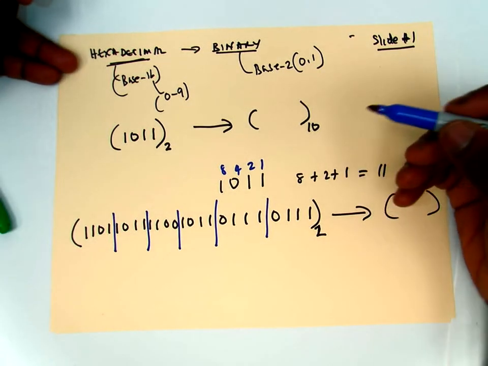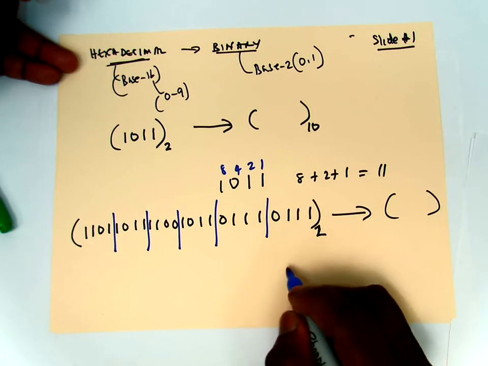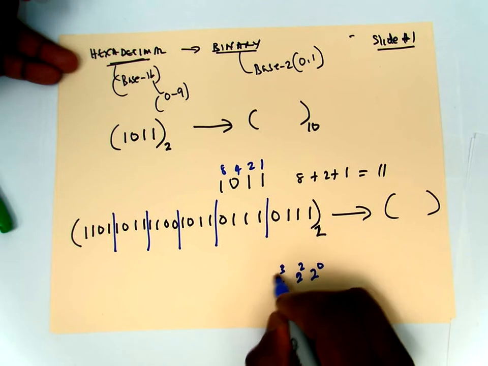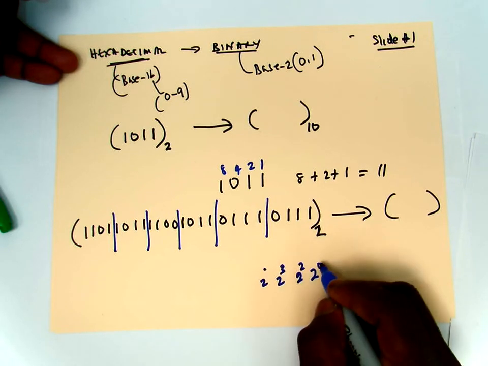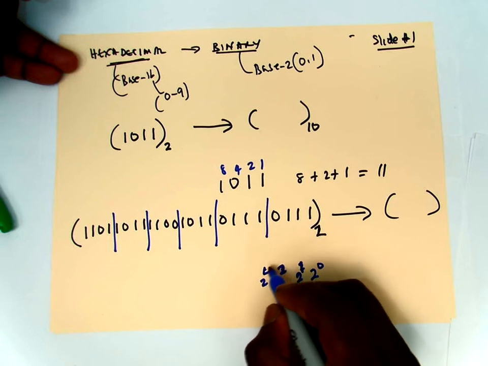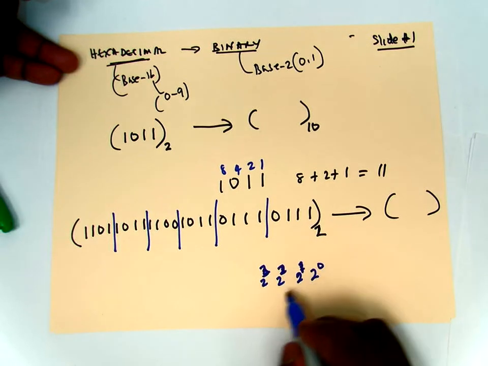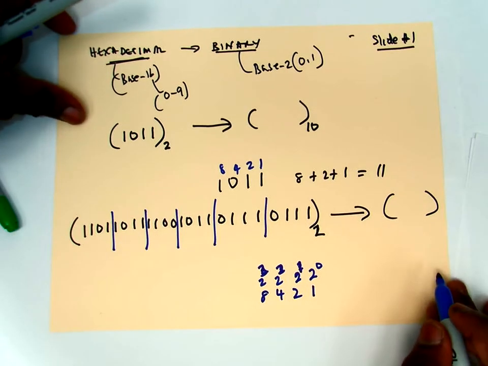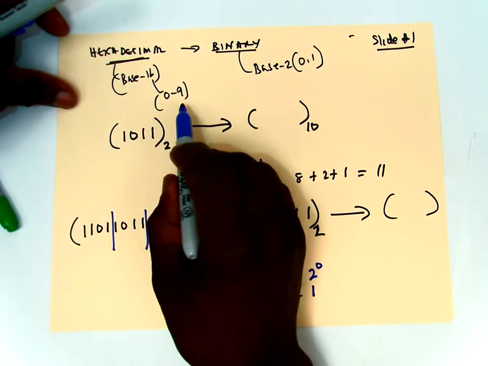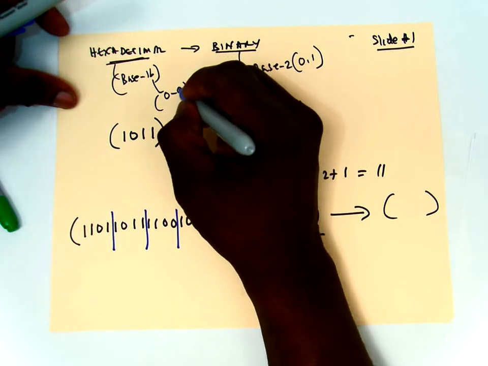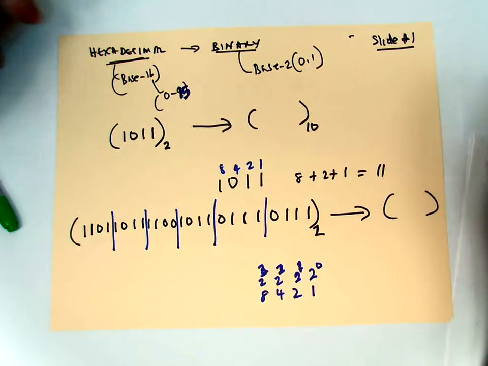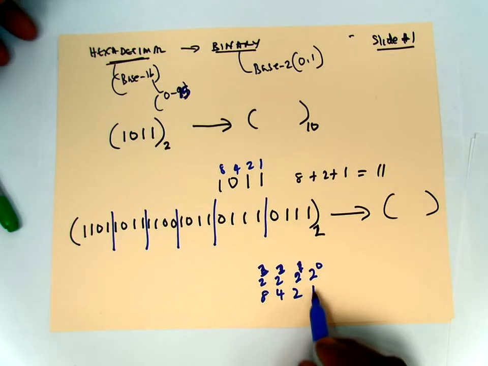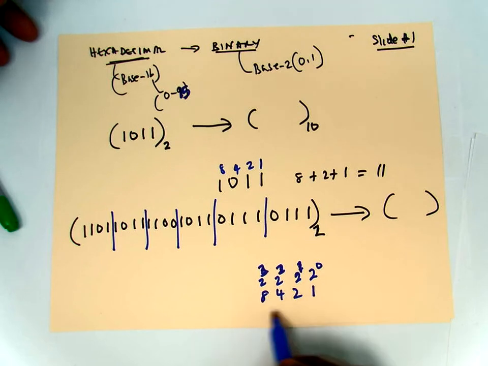Why groups of 4's? If we see our powers of 2's, 2 raised to 0, 2 raised to 1, 2 raised to 2, 2 raised to 3. This is 8, 4, 2, 1. Okay? Hexadecimal is a number between 0 and 15. Excuse me, I changed this to 15. Number between 0 to 15. And the first 4 bits will give us combinations between 0 to 15.